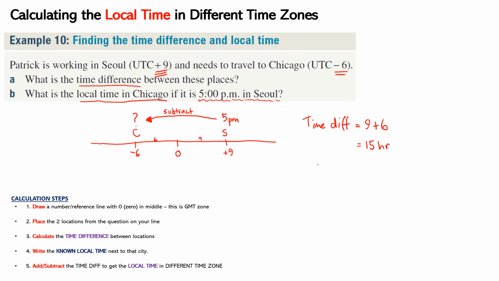Probably a good strategy is to break that up. So 5 p.m., I can break this up into 12 plus whatever's left over, because using 5 p.m., take away 12 hours would get us back to 5 a.m., and then subtract a further 3 hours to get us to 2 a.m. So when it's 5 p.m. in Seoul, it's going to be 2 a.m. in Chicago.